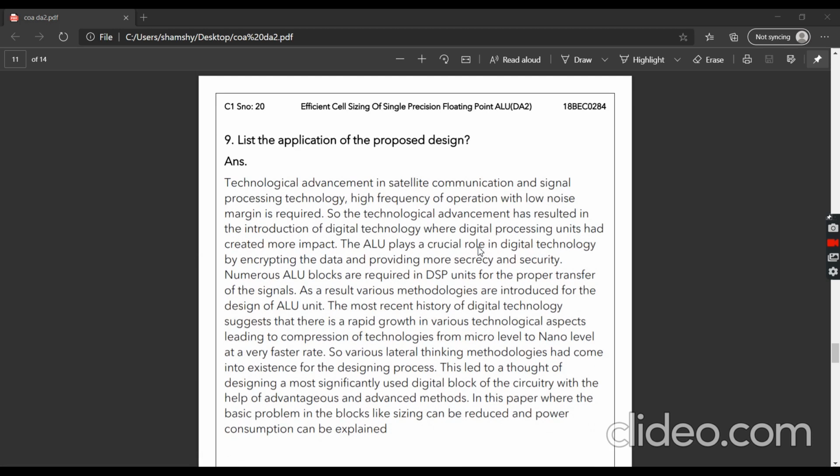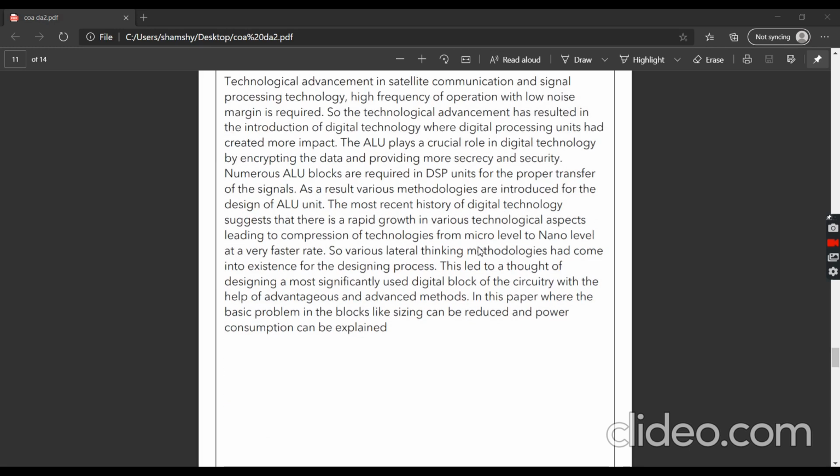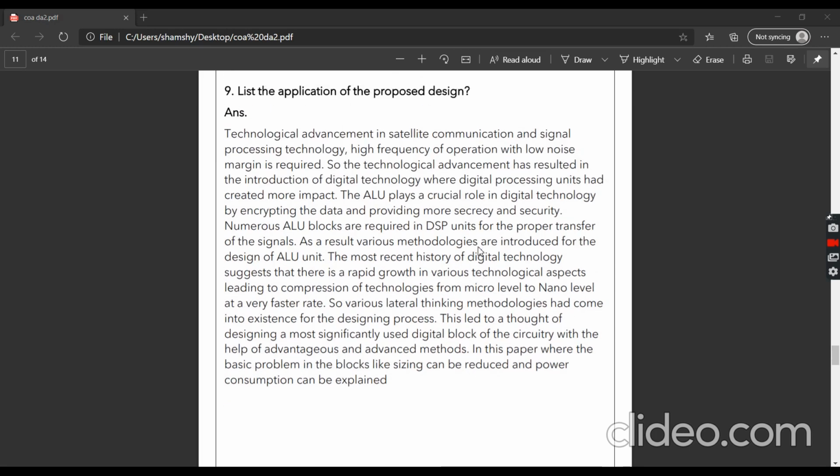With the technological advancement in satellite communication and signal processing technology, high frequency of operation with low noise margin is required. So the technological advancement has resulted in the introduction of digital technology, where digital processing units have created more impact. And here are the details regarding the question.